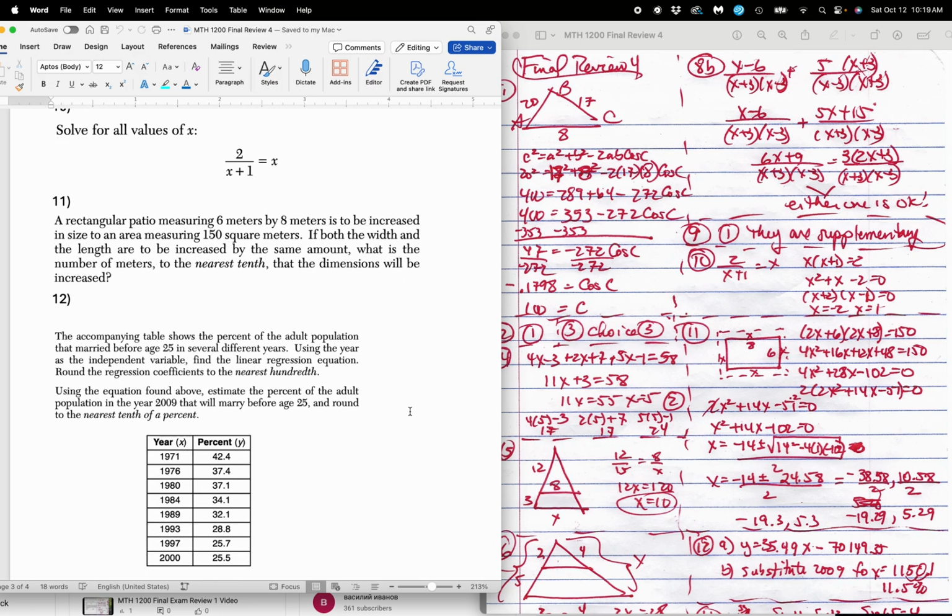Number 11, and you know at some point on your final you're going to have one like this because we worked these so hard during the year. Starts off as 6 by 8, and then you put a perimeter around it of x because it's the same amount all the way around.